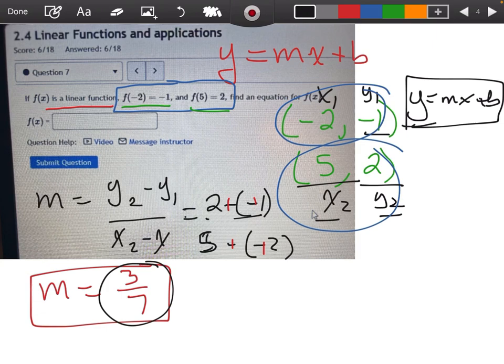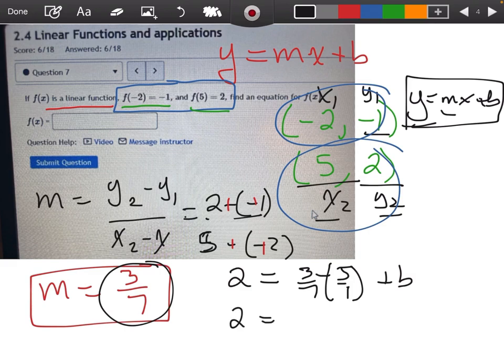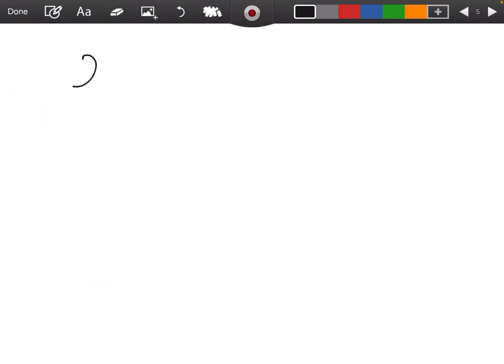Okay? So we're going to say y, which is 2, equals m, which is 3 over 7, times x. Y'all, I'm going to think of that as 5 over 1 plus b. So now we have 2 equals, let's go straight across, 3 times 5 is 15 over 7 plus b. I'm going to do this on my next slide, y'all, just so you can see what I'm doing here. So 2 equals 15 over 7 plus b.